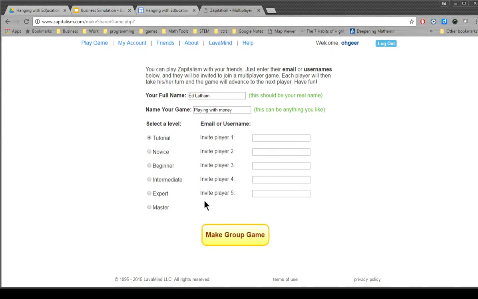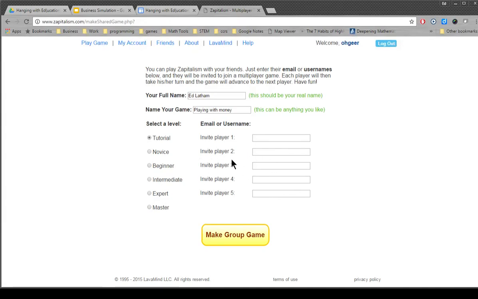Now, the nice thing about the group game is that when you're done with your turn, you hit done, and it emails the next person in line and says, you're up next, and they get their turn. So you can play this over a week, even though your students aren't with you. That's what I like about this, and this is why I wanted to show you this option. This is a play by email option.